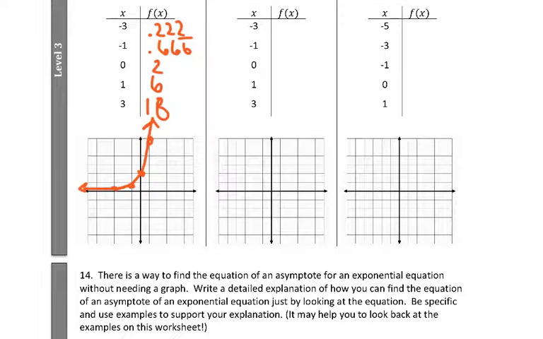Cool. Then you're just going to do that same thing for the other functions. And then level 4, question 14, is going to have you looking back at all of the things that we've graphed, looking at the level 2 questions and all that kind of stuff, to see if you can see a pattern for when the asymptote is just y equals 0, or when the asymptote is something different. There's actually a pattern there. I want to see if you guys can look back at those examples and figure it out.